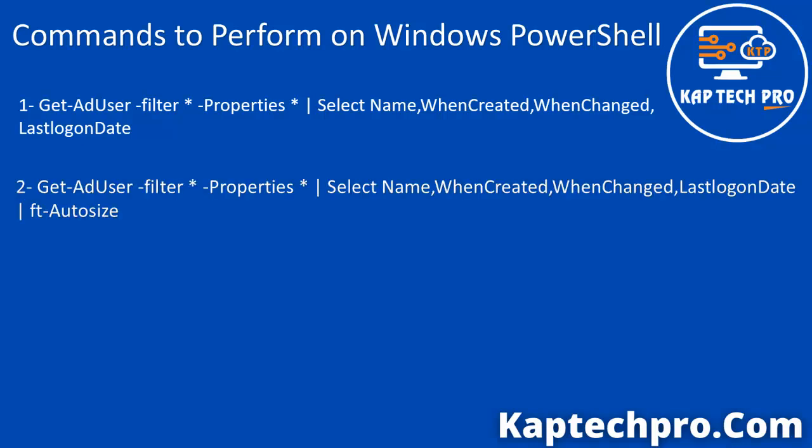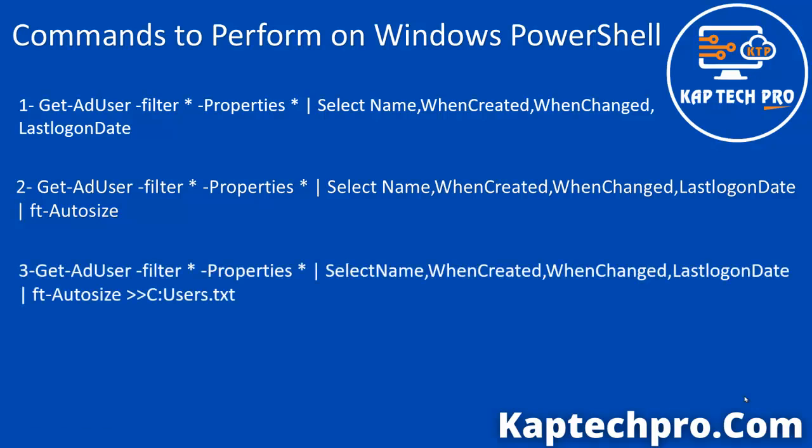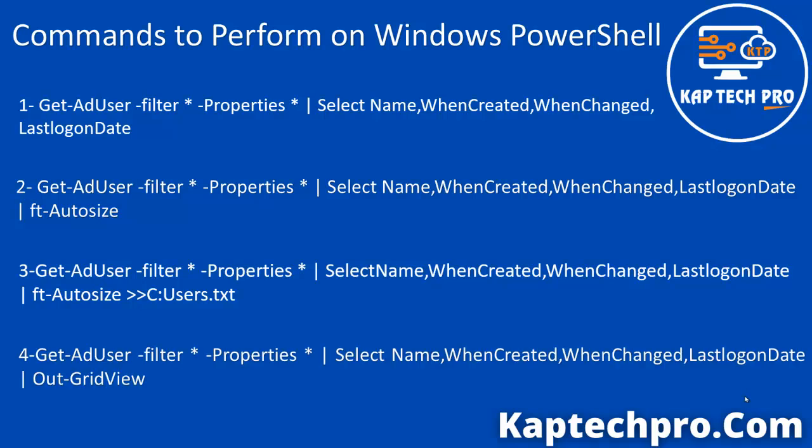In the second command, you can see we are using one parameter, AutoSize. The AutoSize parameter will reduce the column width to minimize the truncation. Third command will help us to save details of our users inside our drive. As you can see, we have given the path C:\users.txt. Basically, it will save the details in the format txt. Last command we will use to get the Active Directory user details in a grid view, so we can apply the filters and we can see the details of our users.